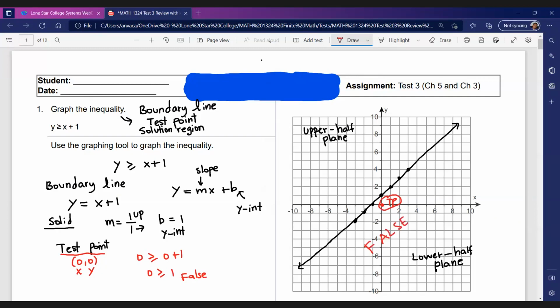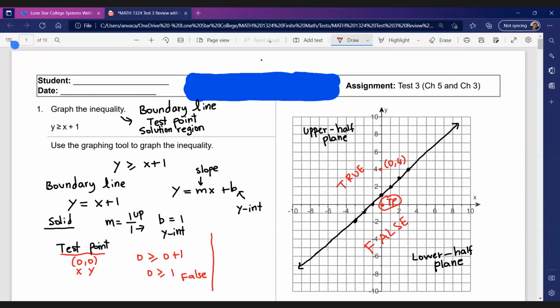I leave it up to you if you want to test a few more points, but one point is enough. So what does that mean on the other side? That means that on this upper half plane, every point will make the inequality true. I don't want to test too many points, but I'm just going to test another point on this upper half plane just to show you that it is going to satisfy the inequality. So for example, let's pick the point 0, 4, and plug it into the inequality to prove to ourselves that it will make the inequality true.